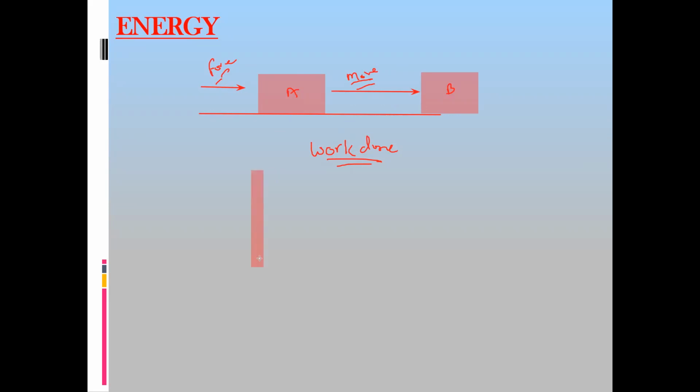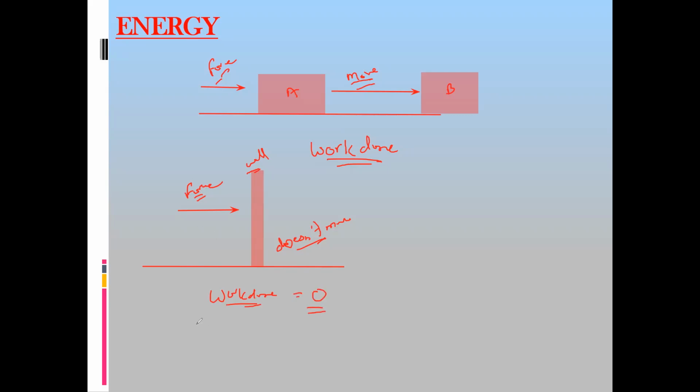For example, if there is an object, like a wall, and I'm applying force on the wall, and the wall does not move, is there any work done? There is no work done, because I'm applying force but I'm not able to move this object. So here the work done is zero.